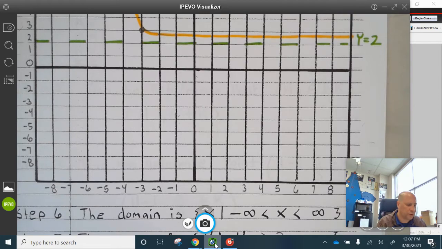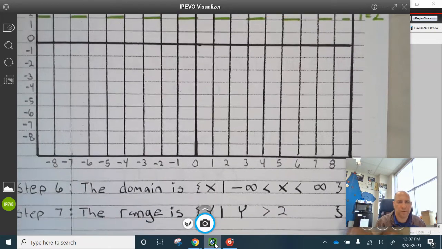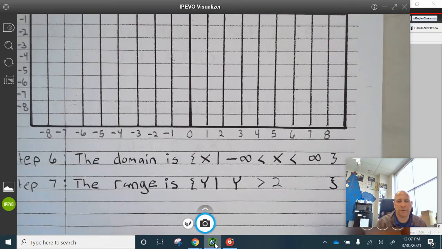All right, go and finish up your graph. All right, the domain is x such that negative infinity is less than x less than infinity, and the range is y greater than 2, because it's above the asymptote, the y equals 2 asymptote. Okay, go and finish up example 2.